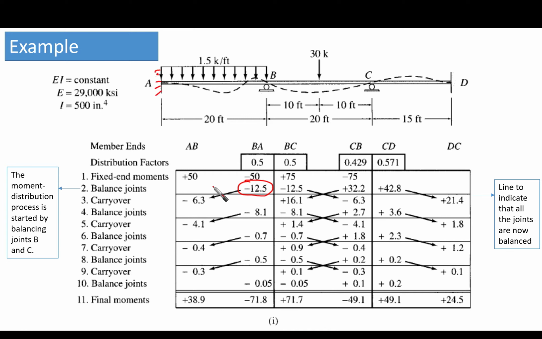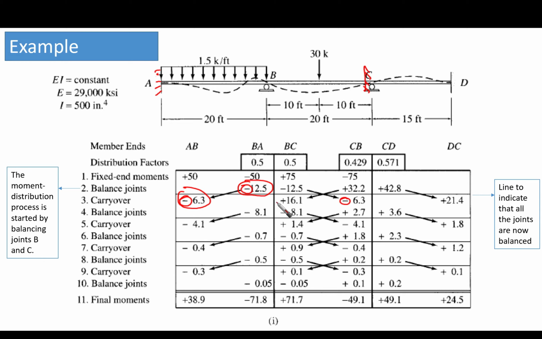Since the far end is fixed, the carryover should be half. That's right, half of the moment. Minus 12.5 will give minus 6.3. As we said many times, carryover should maintain the same sign. Similarly, this minus 12.5, the far end here is fixed also, so half of it will be given here, which is minus 6.3.